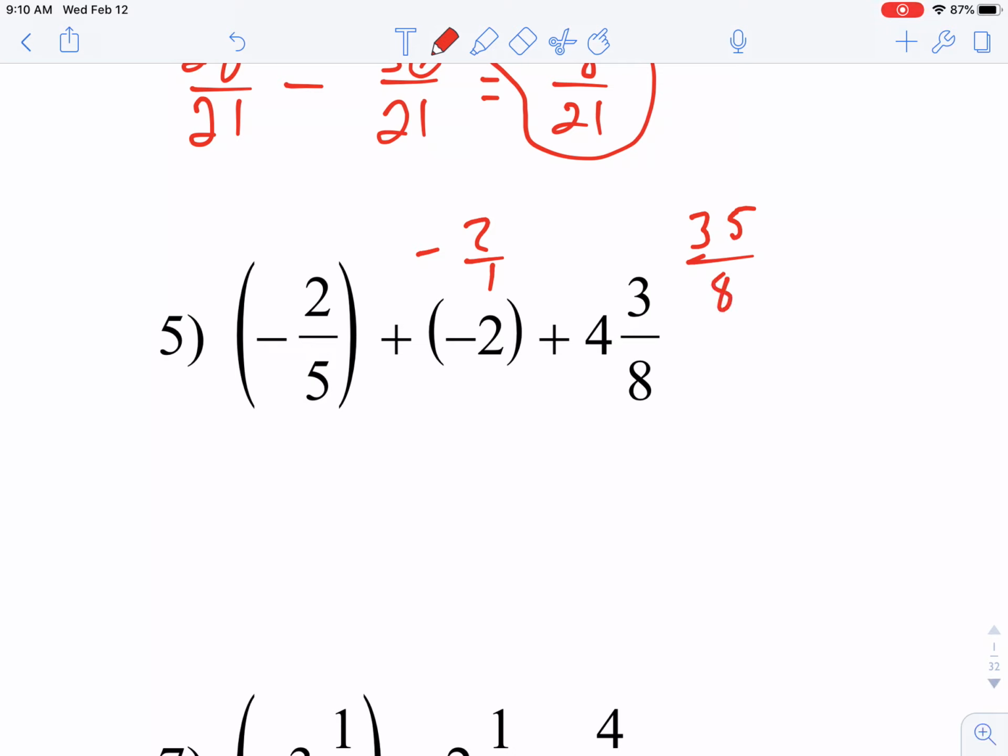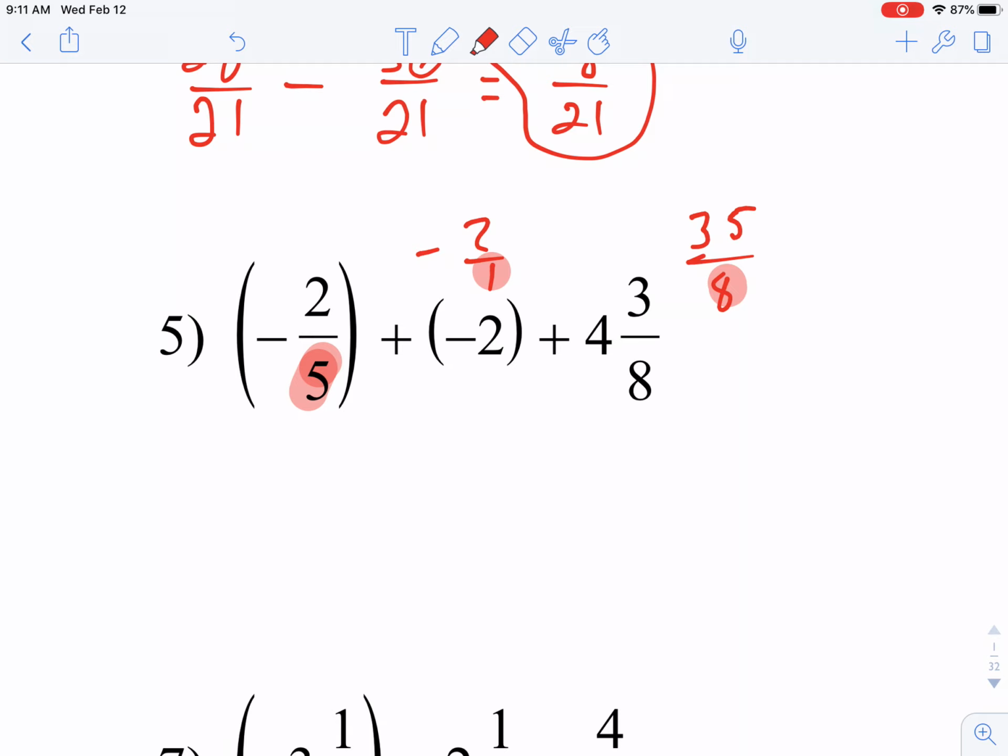Now, we have them all as improper fractions. We still need to have a common denominator. Some people just do 2 terms at a time. I'm going to go ahead and convert all 3. So what I know that 5, 1, and 8 have in common is the number 40.